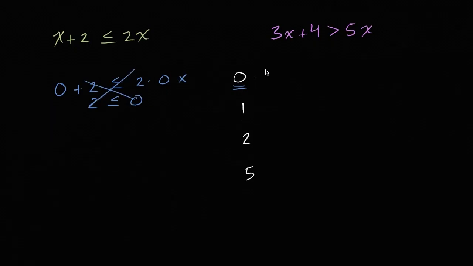Let's see if it satisfies this inequality over here. In order to satisfy it, 3 times 0 plus 4 needs to be greater than 5 times 0. Well, 3 times 0 is just 0, 5 times 0 is 0. So 4 needs to be greater than 0, which is true. So it does satisfy this inequality right over here. So 0 does satisfy this inequality.